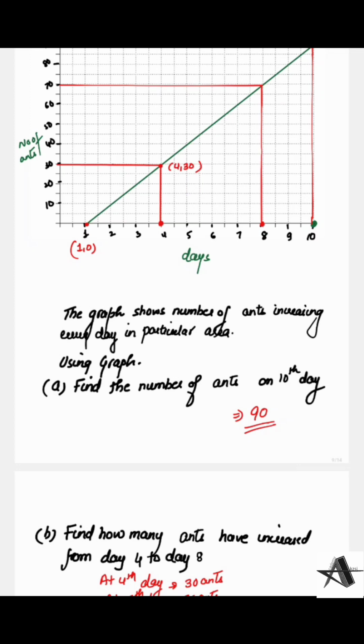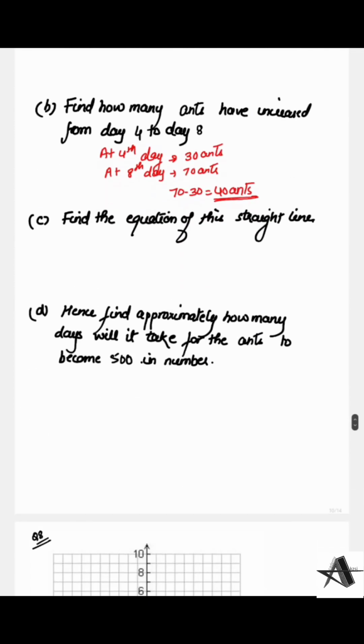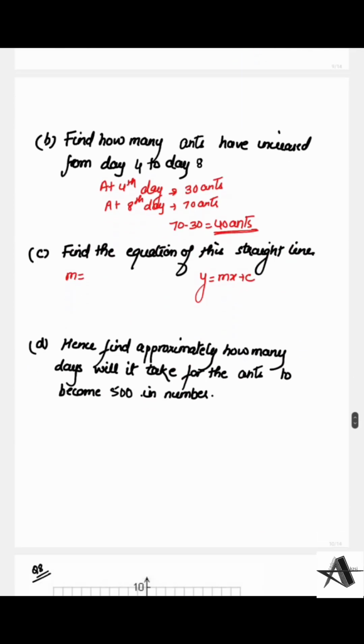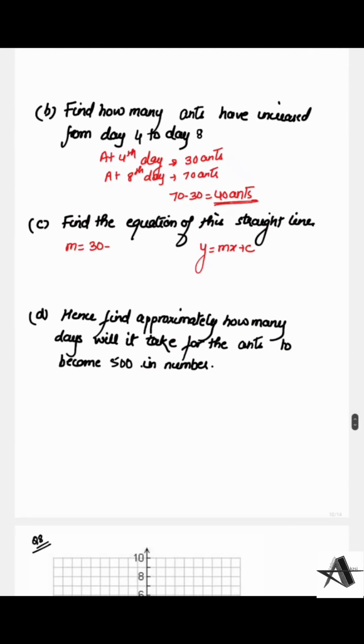Let me calculate the gradient, because I told you to calculate the equation, what we have to do is y equals mx plus c. So gradient is change in y over change in x. That means 30 minus 0 over 4 minus 1. So 30 by 3, that is 10.